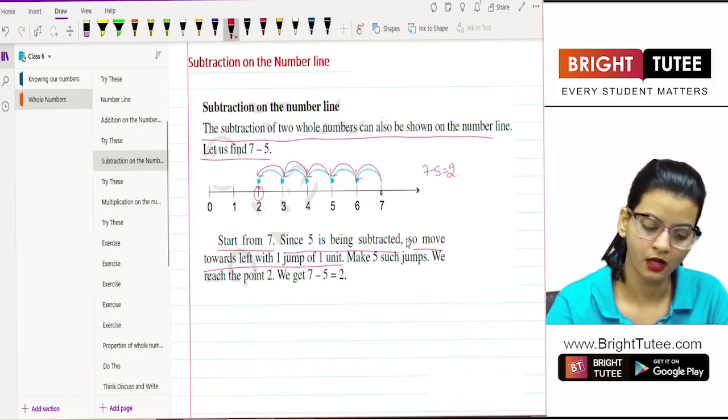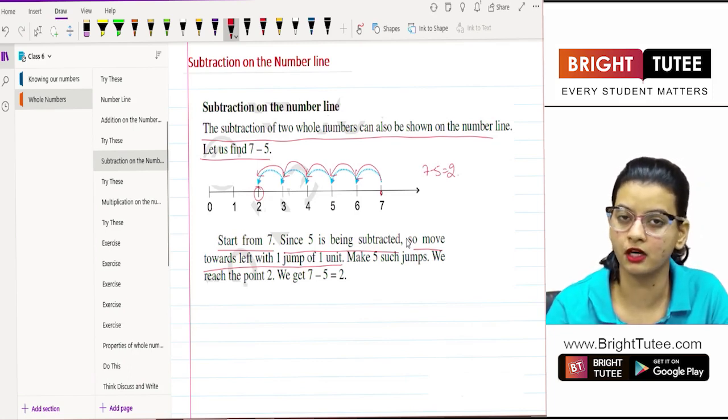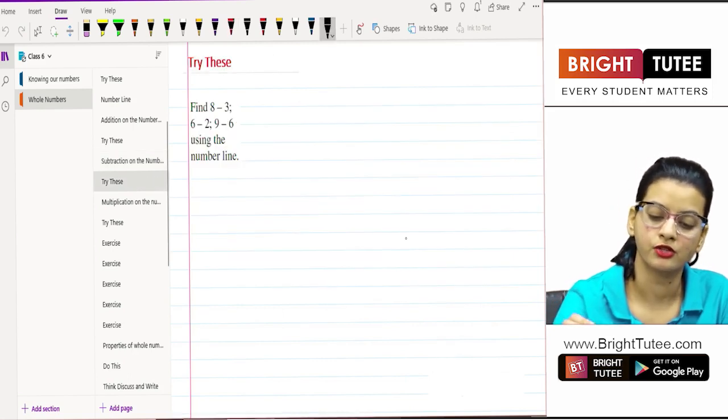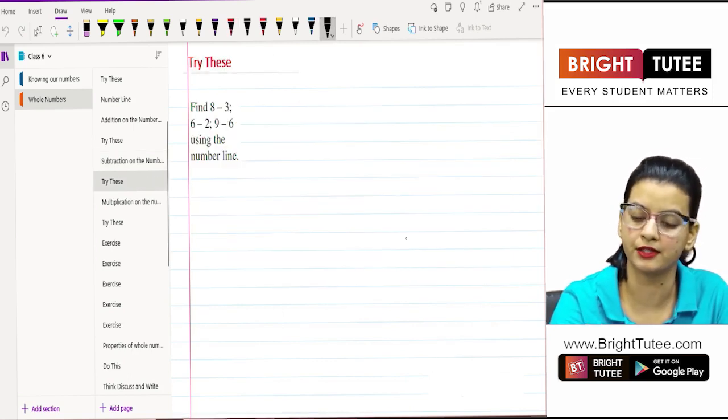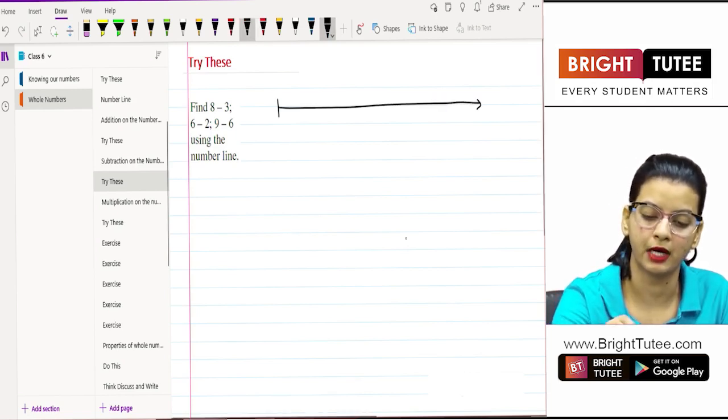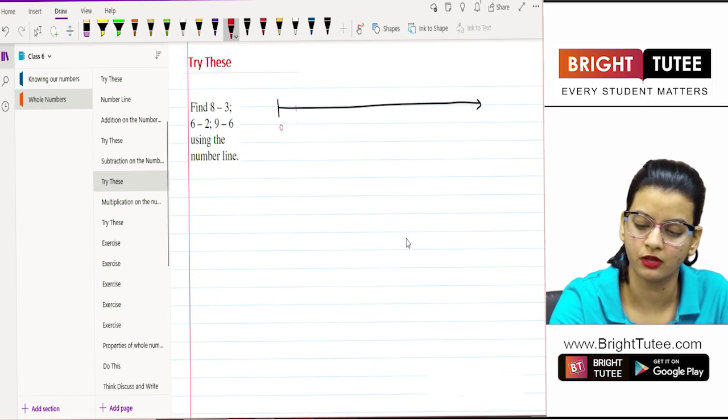Okay. So this is how we subtract numbers on the number line. Now let's try this out. Okay. So we have to calculate 8 minus 3. Alright. So first I will draw the number line. Okay. And let me mark the numbers on this. So 0, 1, 2, 3, 4, 5, 6, 7, 8, 9, 10, 11 and so on.